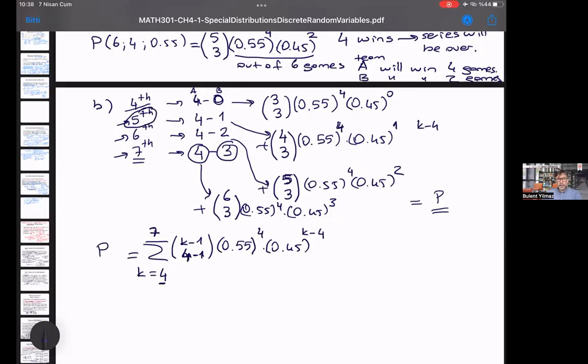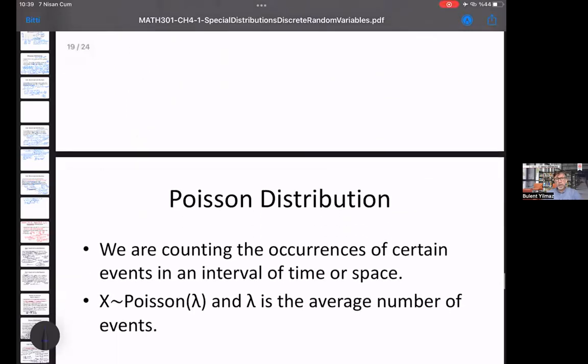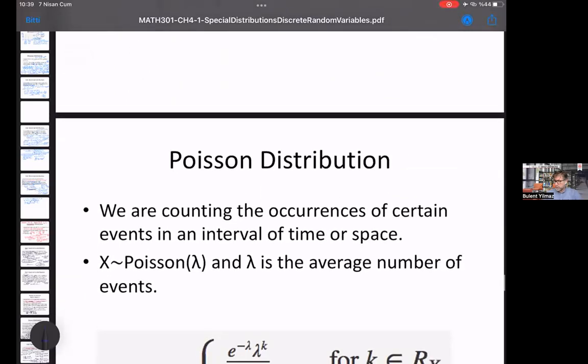Is this clear? As a formulation, you can write it like this, or even like K minus 1 choose 3, and then 0.55 to the power 4, 0.45 to the power K minus 4. The K's will be from 4 to 7. You can write a simple code and have this calculated. So this question is also okay, I guess. I'm gonna go to the last part.